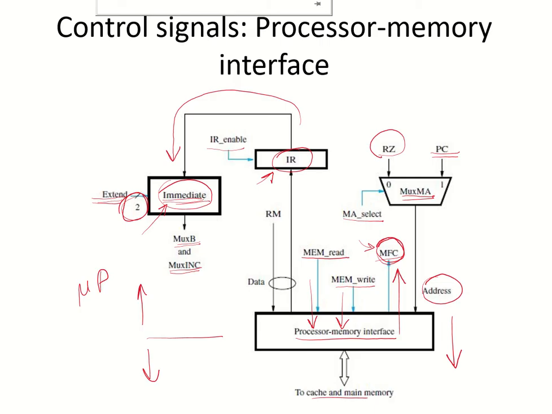There is one more thing over here. Any data that has to be sent to the memory will go via the RM or the MDR, the memory data register of the processor, and when it goes, again the memory address will go and a memory write operation will also be sent. So these are the control signals for the processor memory interface.